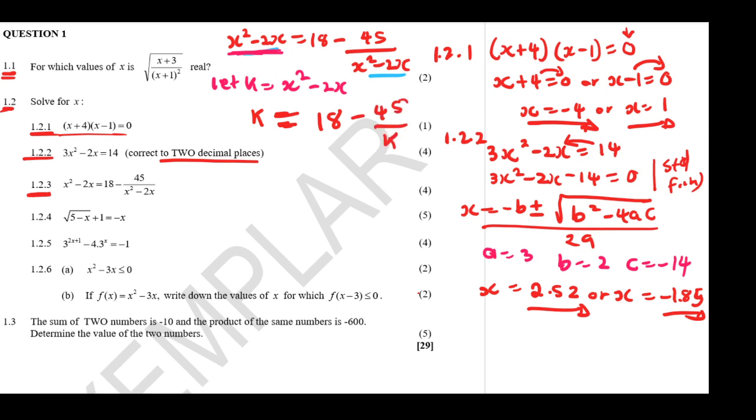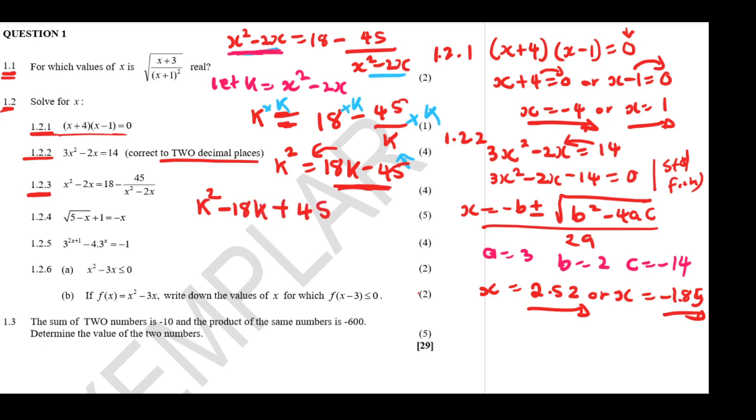So because we want to remove this k that is at the bottom here, we have to multiply by k everywhere, right? And then we'll have k squared is equals to 18k minus 45, right? And then we transpose everything that is on this side to the other side of the equation. We have k squared minus 18k plus 45 is equals to 0, right?